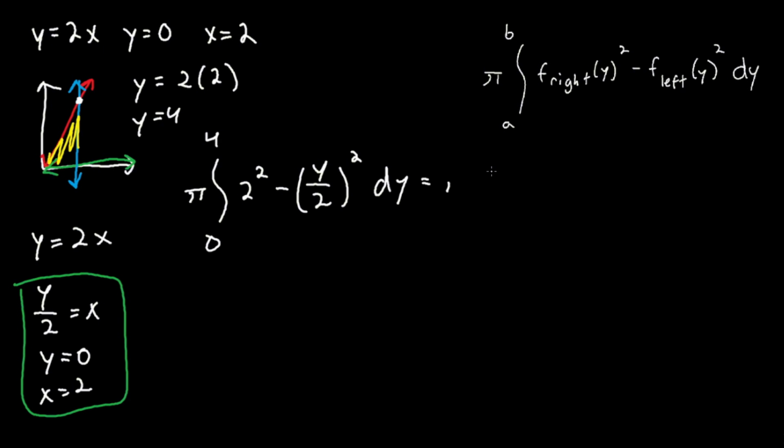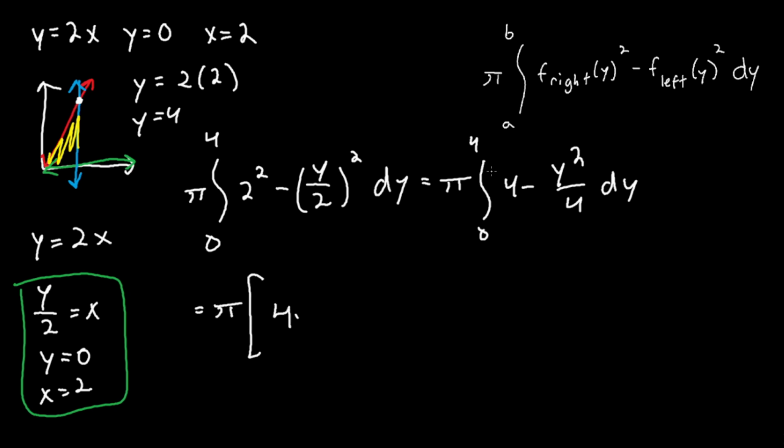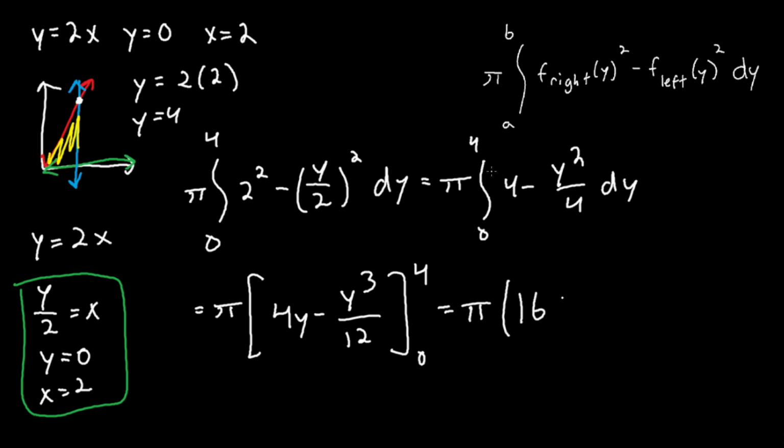So if we simplify this integral, we get 0 to 4 of 4 minus y squared over 4 dy. And the antiderivative is pi times 4y minus y to the power of 3 over 12, from 0 to 4. All we really need to do is plug in for 4 and 0. Well, plugging in for 0 will get us nothing, so just plugging in for 4 will work. 16 minus 64 over 12.